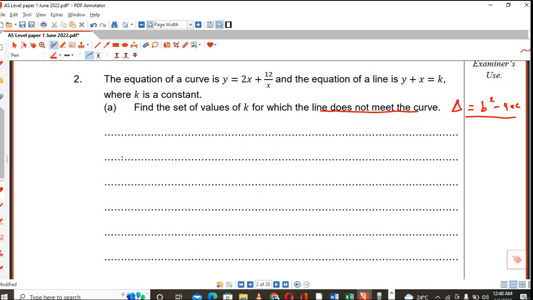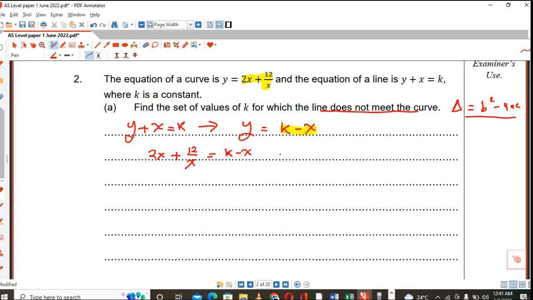First, you're going to take the two and equate them. Now, there are many ways you can do that. I will write y plus x equals k as y equals k minus x. So I'm going to take y equals this expression and y equals that expression, and equate them. So I'm going to say 2x plus 12 over x is equal to k minus x.